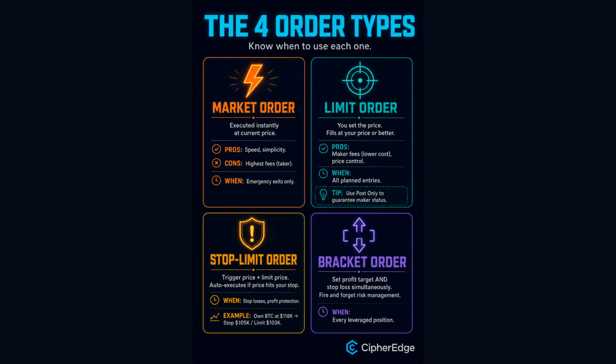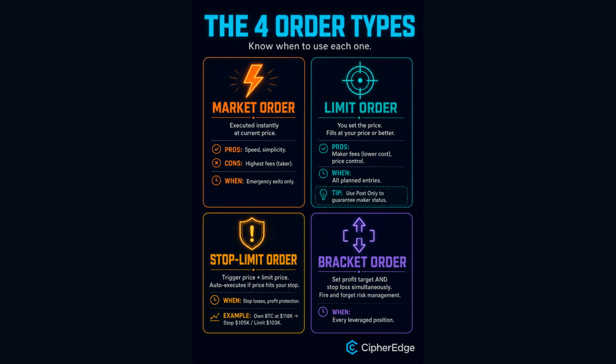The practical tip here is to use the post-only option when placing limit orders. Post-only guarantees your order will only execute as a maker. If it would fill immediately as a taker, the system cancels it instead of executing it. This gives you the guaranteed lower fee tier on every entry. If you're patient enough to set a price and wait, post-only is the way to go.